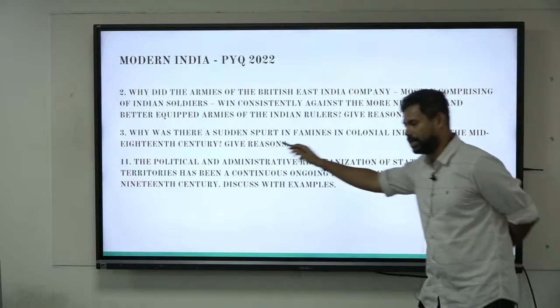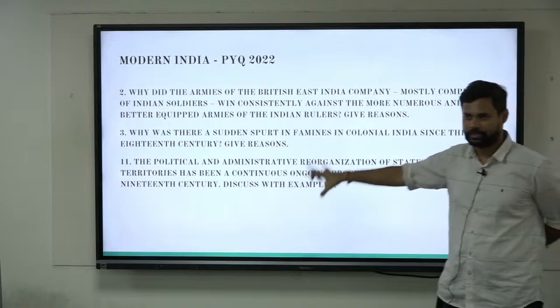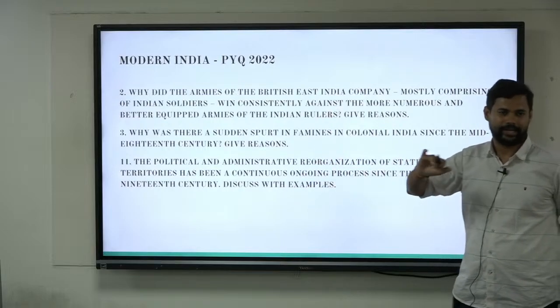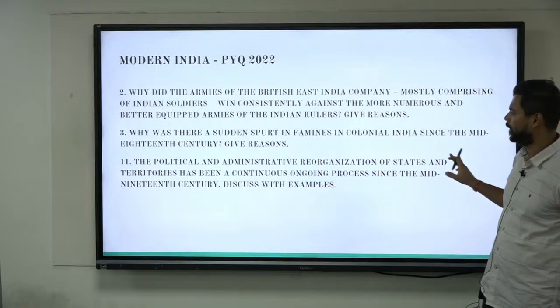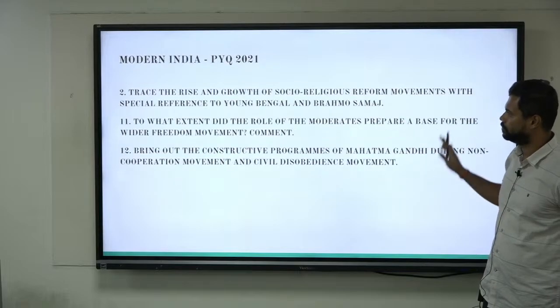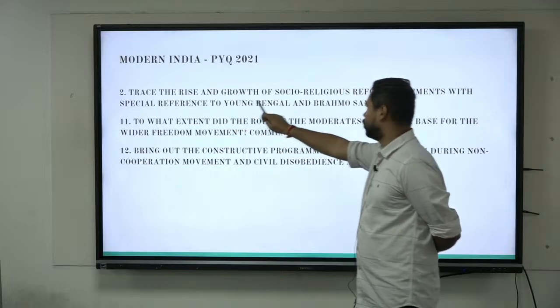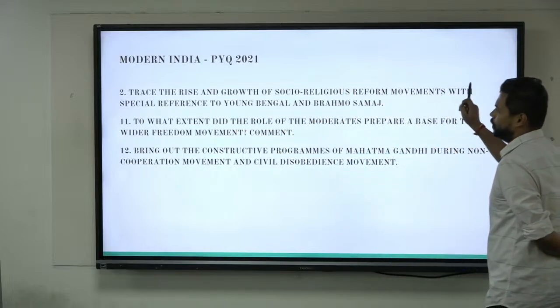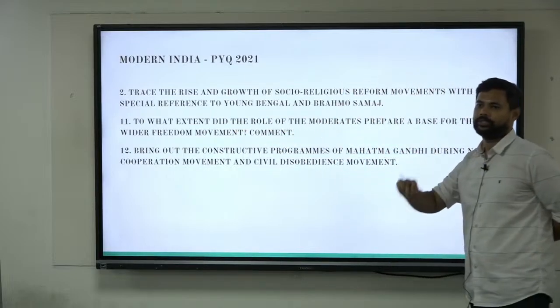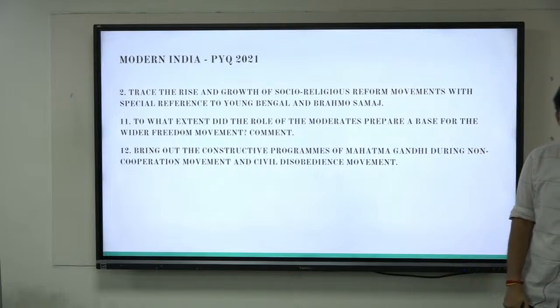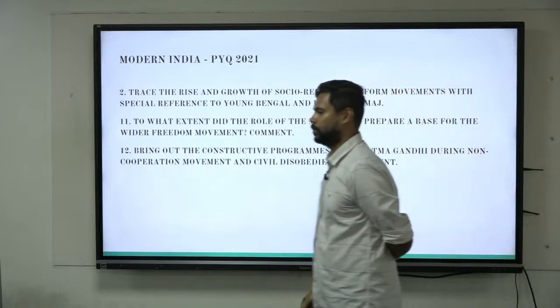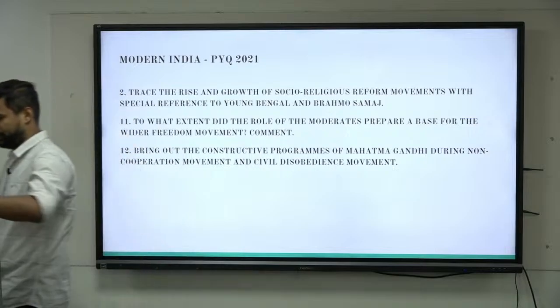2022, this actually I had to come in post-independence. It has somehow come off here. But anyways, you can add it as post-independence. Okay, I have to change this. Anyways, coming to this. Trace the rise and growth of socio-religious reform movements with special reference to Young Bengal and Brahmo Samaj. Socio-religious reform movements.